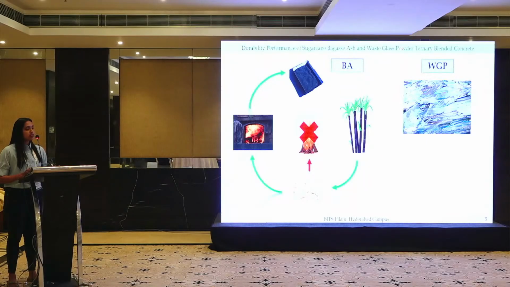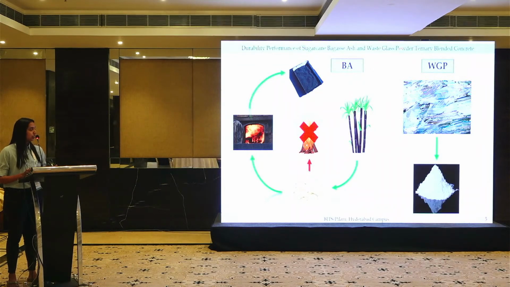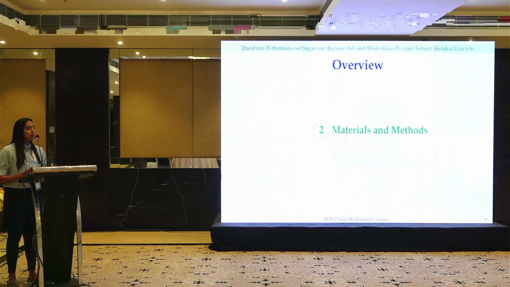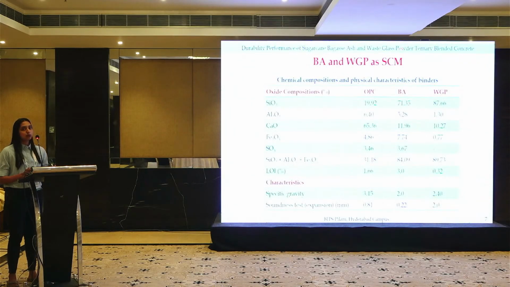In the same way, glass is also produced in tons all over the world, so this can be utilized as a supplementary cementitious material by powdering it. So, moving on to materials and methods. This is the chemical composition and physical characteristics of the binders.